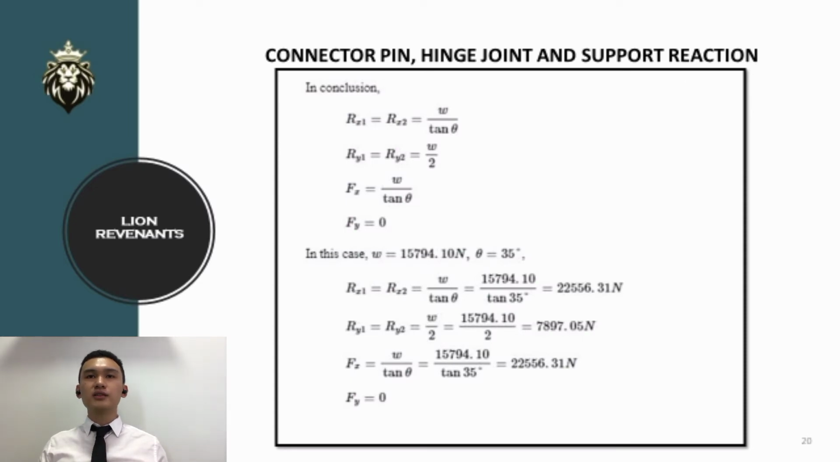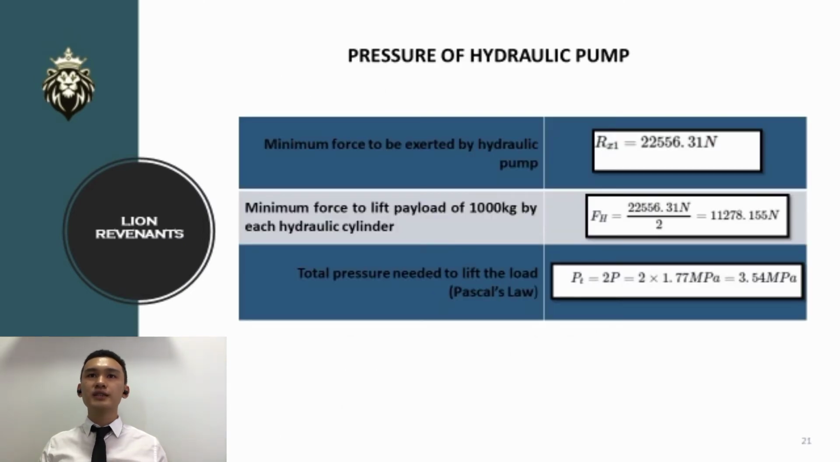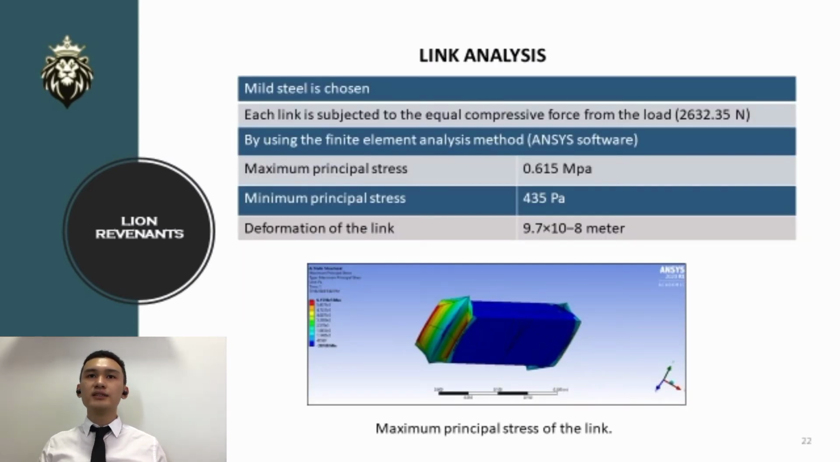Following are the calculations for the hinge point, connector pin, and separation. As you can see, the minimum force to be exerted by the hydraulic pump is equal to 22556.31 Newton. So, by using Pascal's law, the minimum pressure needed to lift the load is equal to 3.54 megapascal. Following is the link analysis.